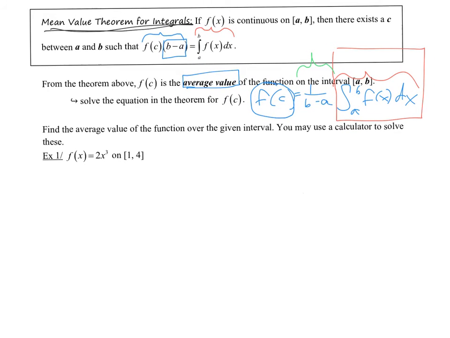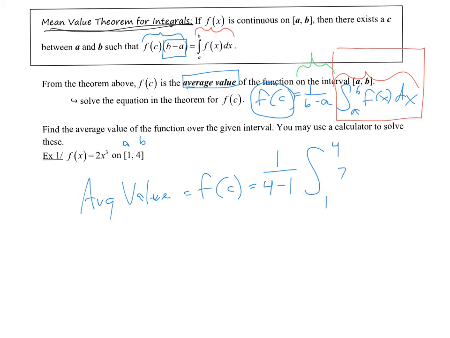So let's look at our first example here. Let's call that a, that's b. If I want to find the average value for this function, the average value is going to equal f of c, which is 1 over, in this case, 4 minus 1, times the integral from 1 to 4 of 2x cubed dx.